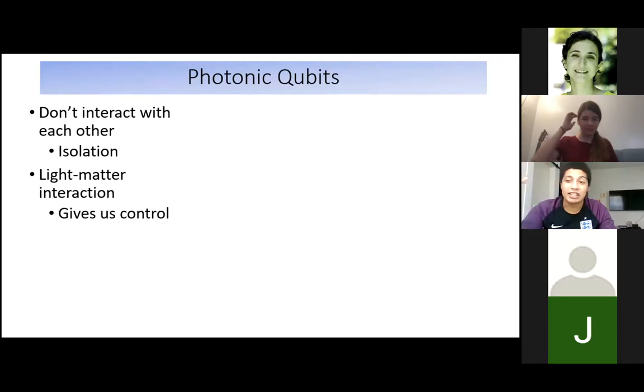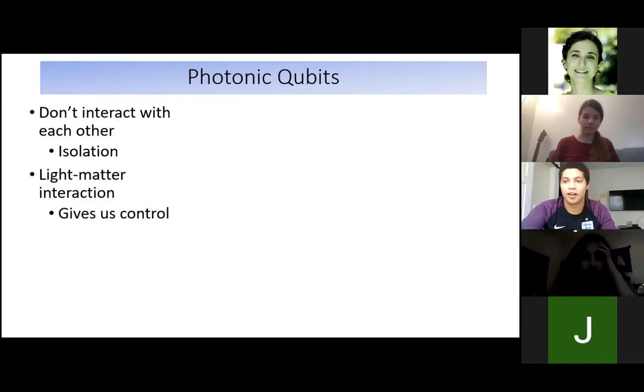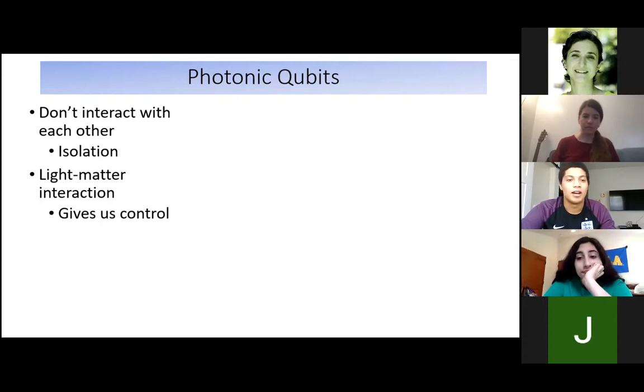But light does interact with matter, which does give us some degree of control. And you can argue that atomic, molecular, and optical physics, AMO, at its heart is really using light to control atoms. And then my subfield, which is very intimately linked to that, quantum optics, is the other way around. You're using atoms to control light.